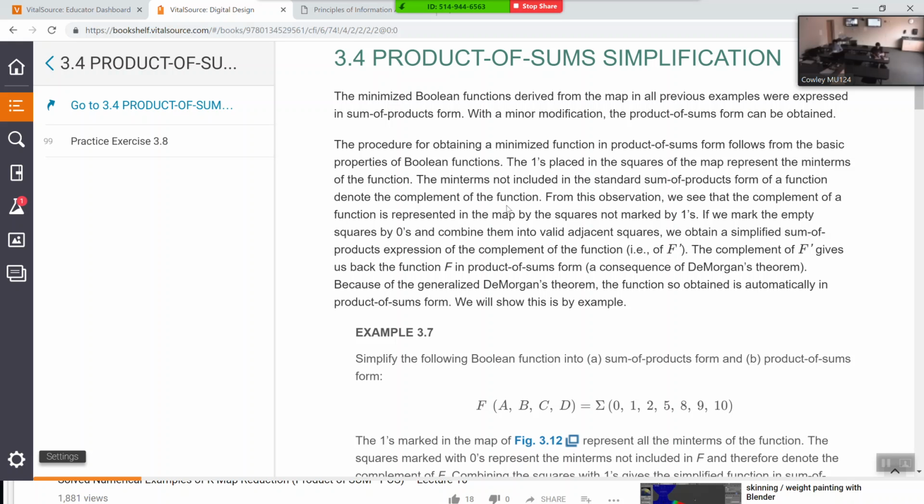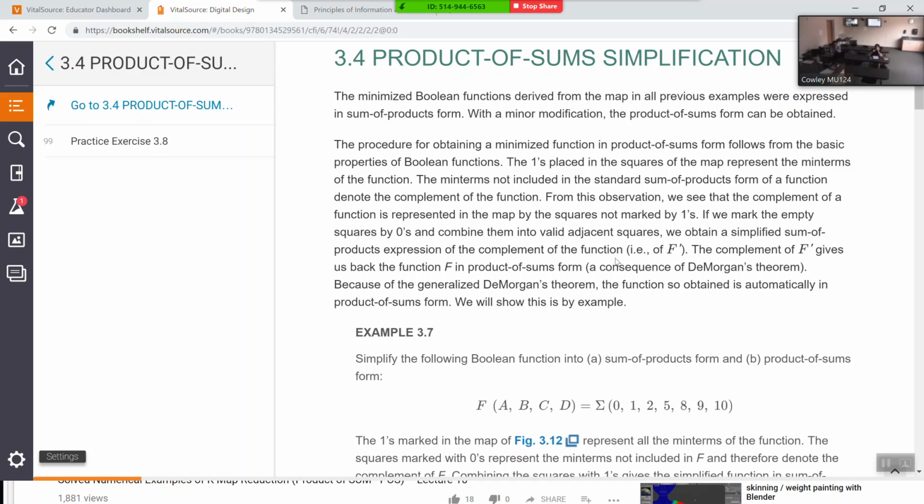Now, the complement of the function is maybe not quite what you think, but we're going to see that. From this observation, we see that the complement of a function is represented in a map by the squares not marked by ones. So, talking about the zeros. If we mark the empty squares by zeros and combine them into valid adjacent squares, we obtain a simplified sum of products expression of the complement of the function, i.e. of f prime, the complement of f. Complement of f, f prime gives us back the function f. So they undo each other.